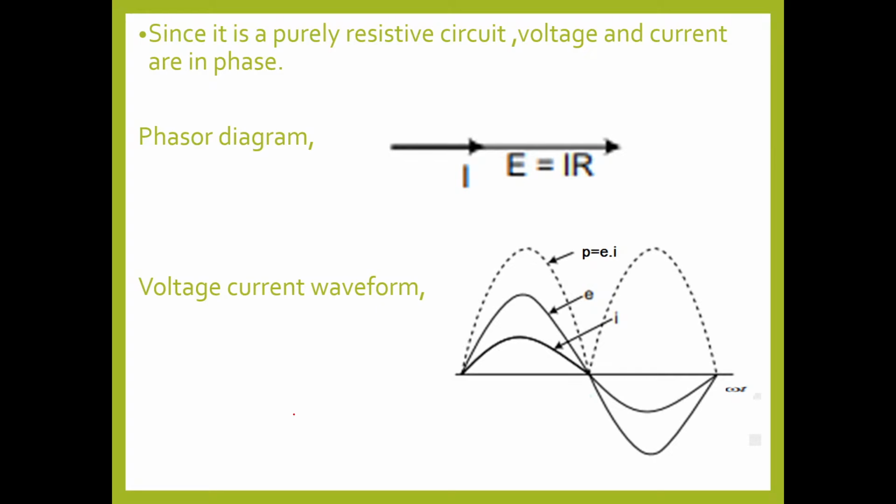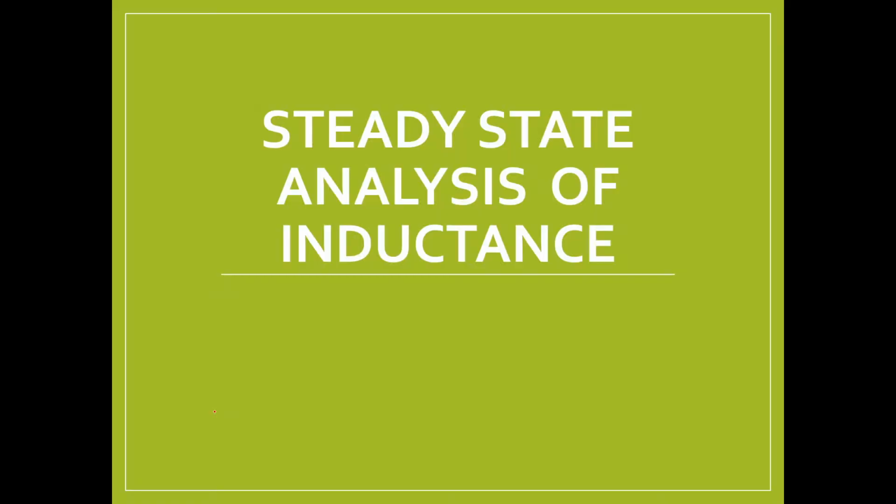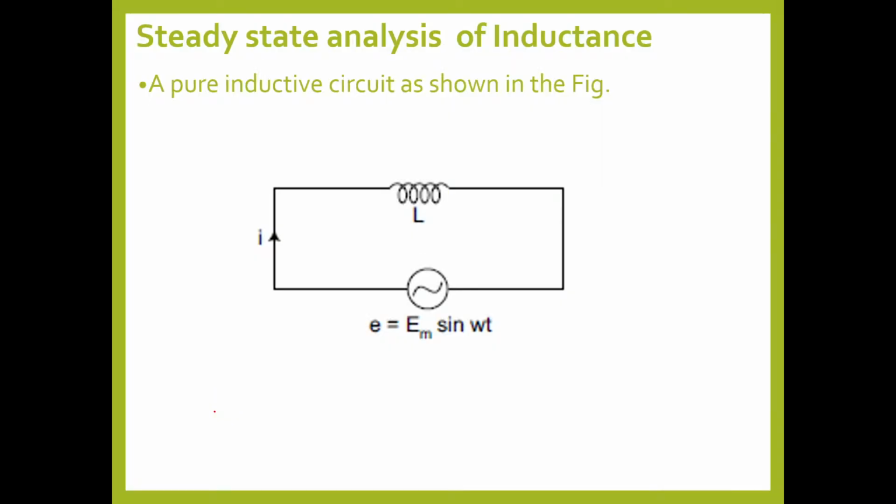Now let us see the steady state analysis of the inductive circuit, where only an inductor is present in the given circuit. You can see here an AC supply is connected to this inductor. The AC supply instantaneous voltage is E equal to Em sin omega t, and because of this source, some current of i amperes flows through the inductor.